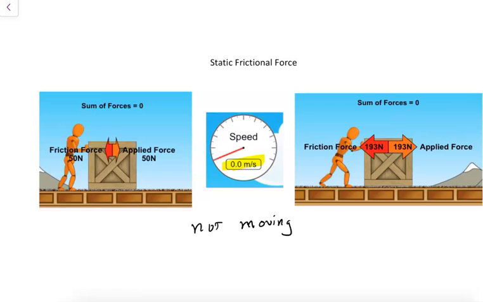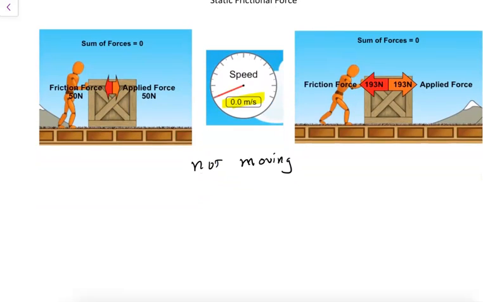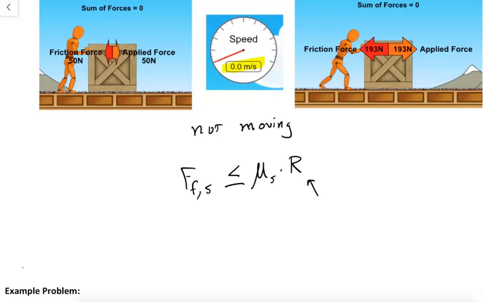As you can see here, whether we're being pushed at 50 newtons or 193 newtons, our object is not moving and the frictional force is equal to the pushing force. So when we talk about force of friction static, we write F_f,s. There is a less than or equal sign in this, and this is equal to mu_s, our static frictional coefficient, times R. And R, we already know, is our normal force.